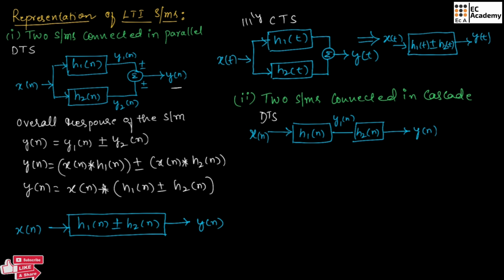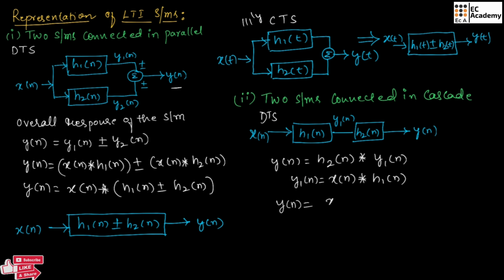From this system representation we can write y of n is equal to h2 of n convolved with y1 of n. y1 of n we can write as x of n convolved with h1 of n. Let us substitute the value of y1 of n in y of n. First, y1 of n is equal to x of n convolved with h1 of n. So this is convolved with h2 of n.